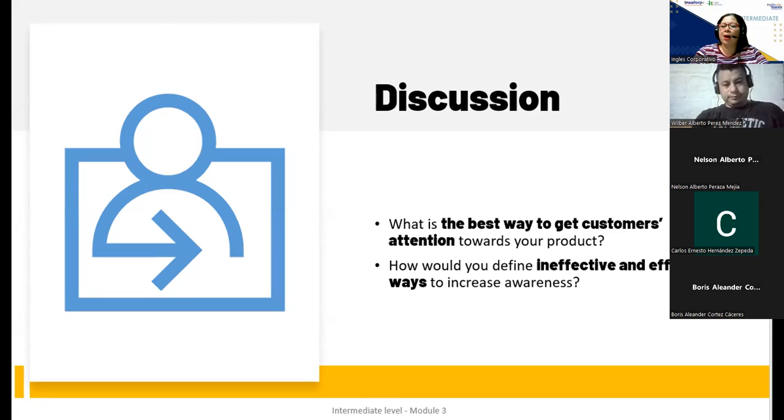So let's talk about what is the best way to get customers' attention towards your product? What is the best way to get customers' attention towards your product? Let's see, in this case, I would like to hear some opinions from you, okay? On the first question. Please, I would like to listen to you giving some opinions about these statements. The best way to get customers' attention about our product, right?